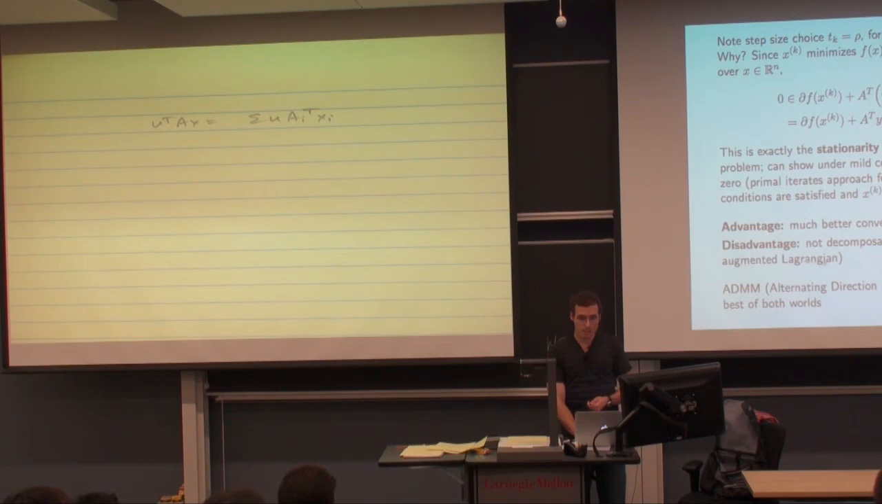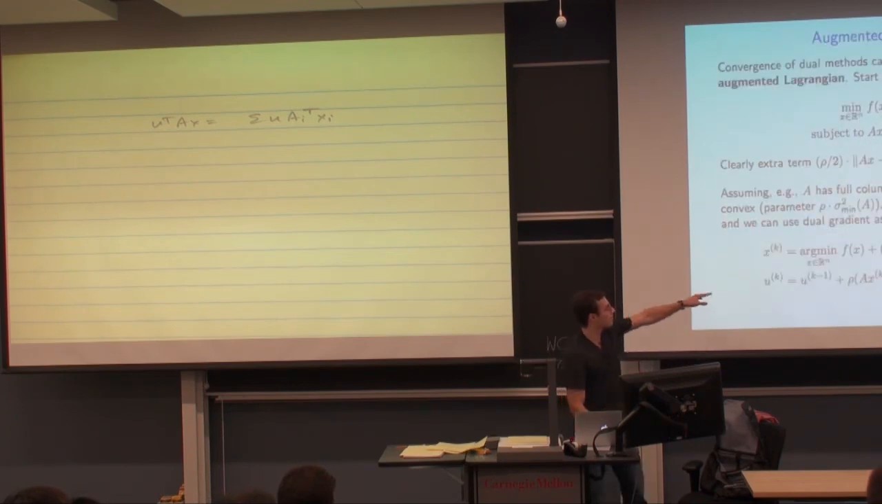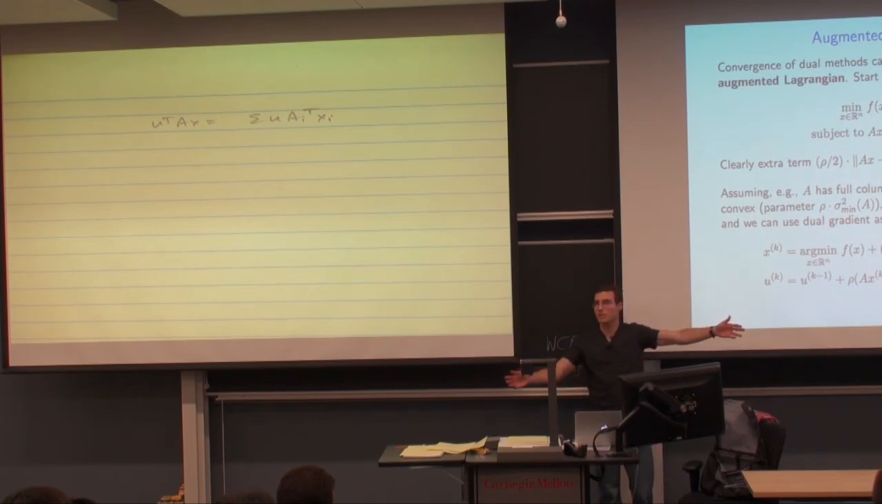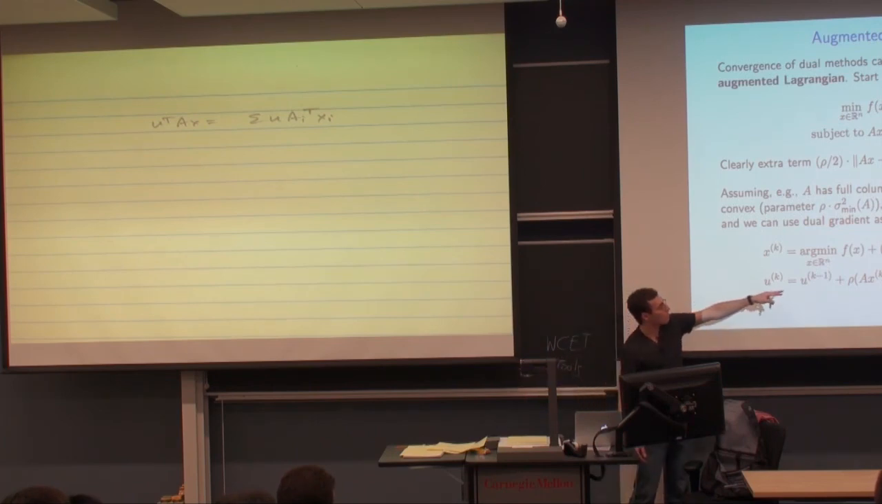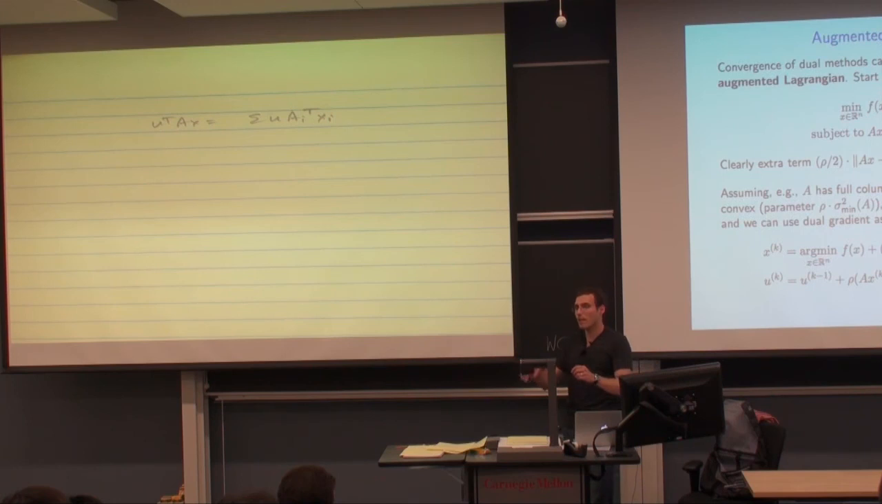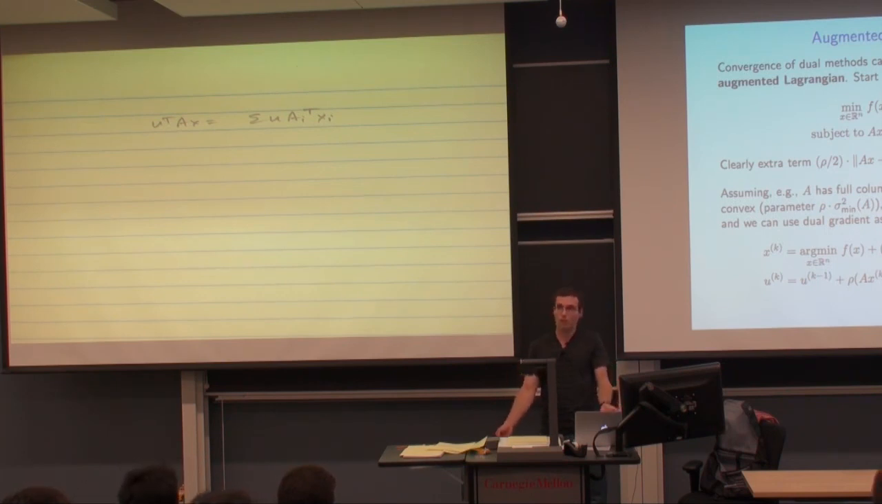But the disadvantage is decomposability. Suppose f decomposed into a bunch of different blocks; by adding this rho over 2 times the norm squared of Ax minus b term, I've entangled those blocks. So it's no longer decomposable. I've sacrificed decomposability for good convergence. Those two things, when we talk about augmented Lagrangians and dual methods, are at odds.